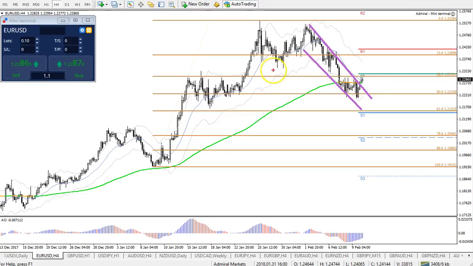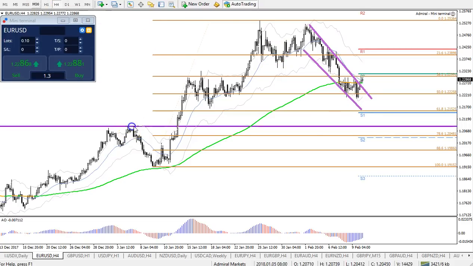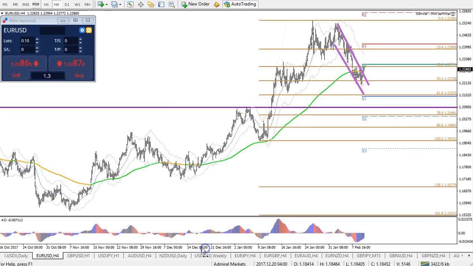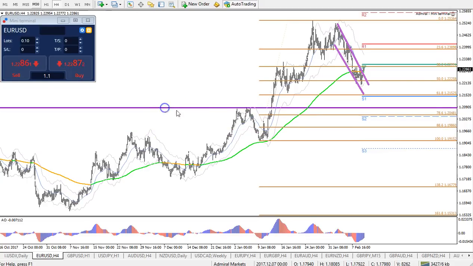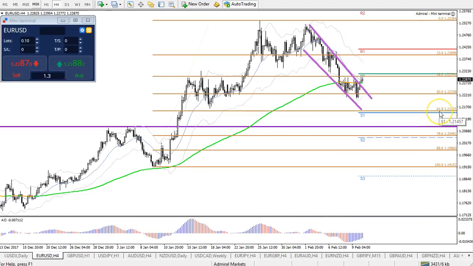So is this indeed an ABC correction? Then price should respect the 23, 38, or 50 fib. It typically does not go deeper than the 61.8 fib. The real invalidation level is the top of wave 1, which I think, let me check, could be this wave 1 or it could even be here. That depends, but in any case, this top has some importance to it as well. Typically, as I said, the 61.8 fib is not broken. That's quite a big, deep retracement already.